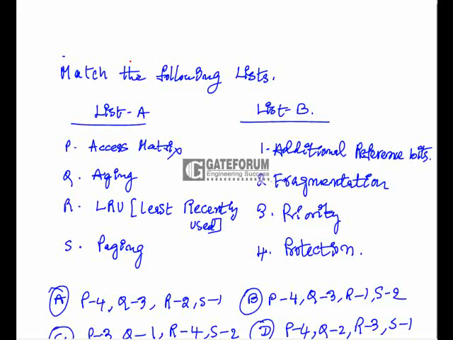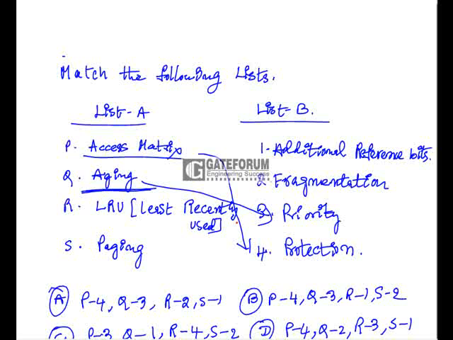List A is access matrix, aging, LRU, and paging. List B is additional reference bits, fragmentation, priority, and protection. Access matrix is the implementation of a protection system. That means using an access matrix we will have some domains and objects, and access rights will be implemented there. So it is related to protection. Aging is the technique of removing starvation, where starvation is a problem in priority scheduling. So aging is a technique we use for gradually increasing the priorities of processes. So Q is related to 3.